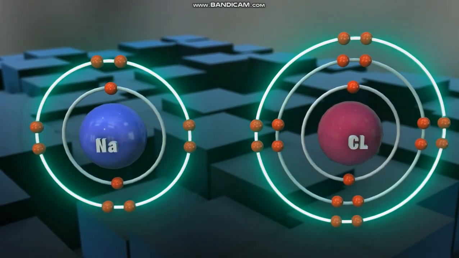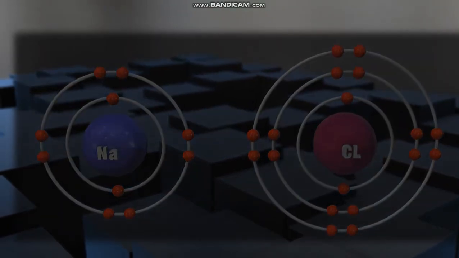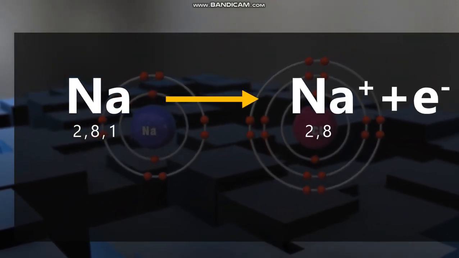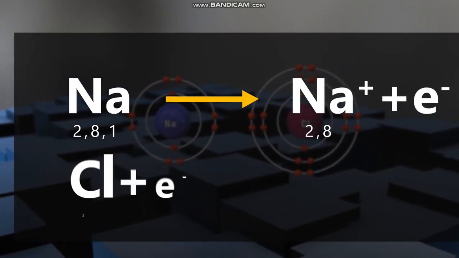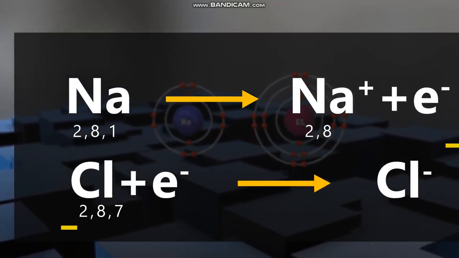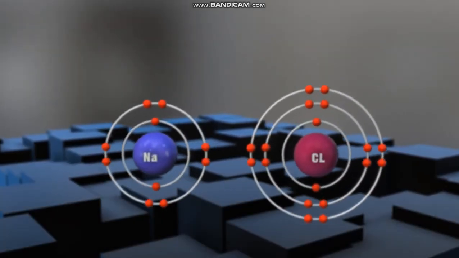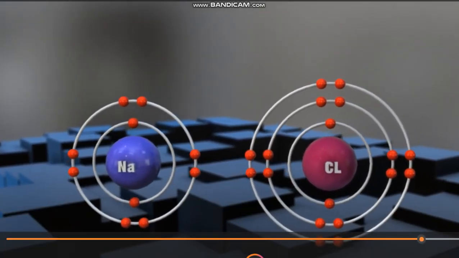Then new electronic configuration of sodium is Na+ and Cl-. Na+ is formed by loss of electron while Cl- is formed by gain of electron. These two equal and oppositely charged ions combine together to form neutral NaCl.